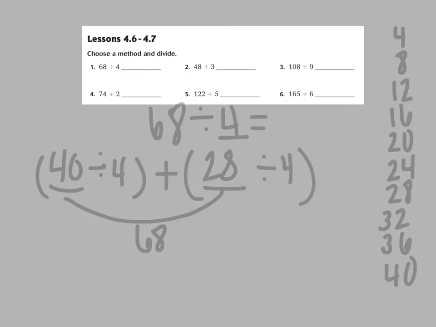Now I want you to think, what is 40 divided by 4? Yep, it's 10. And what is 28 divided by 4? That's right, 7. Now all we need to do is take both of these numbers, 10 and 7, and add them together. 10 plus 7 is 17. Boys and girls, 17 is our answer for number 1. Now I want you to go ahead and try number 3, 108 divided by 9 on your own. Pause the video and press play when you're done.